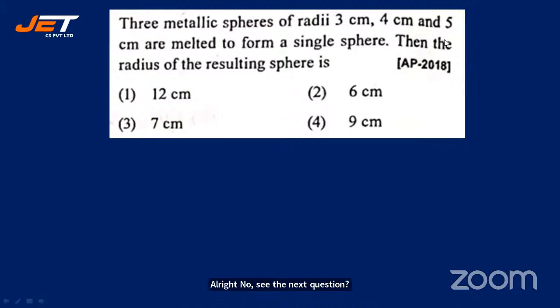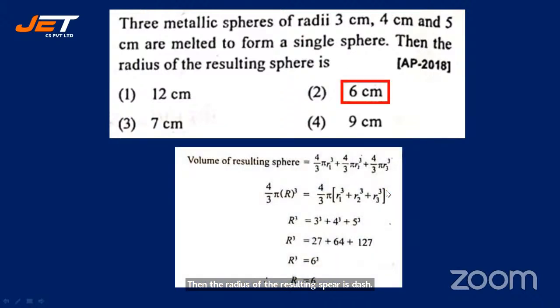Three metallic spheres of radii 3 centimeter, 4 centimeter, and 5 centimeter are melted to form a single sphere. Then the radius of the resulting sphere is dash. All right, let's see the answer for this. It is 6 centimeter.